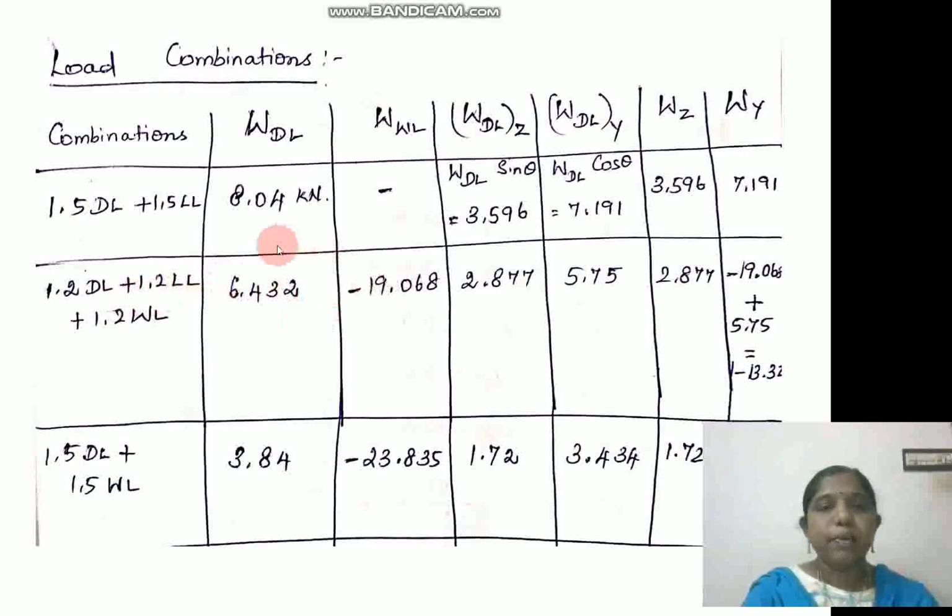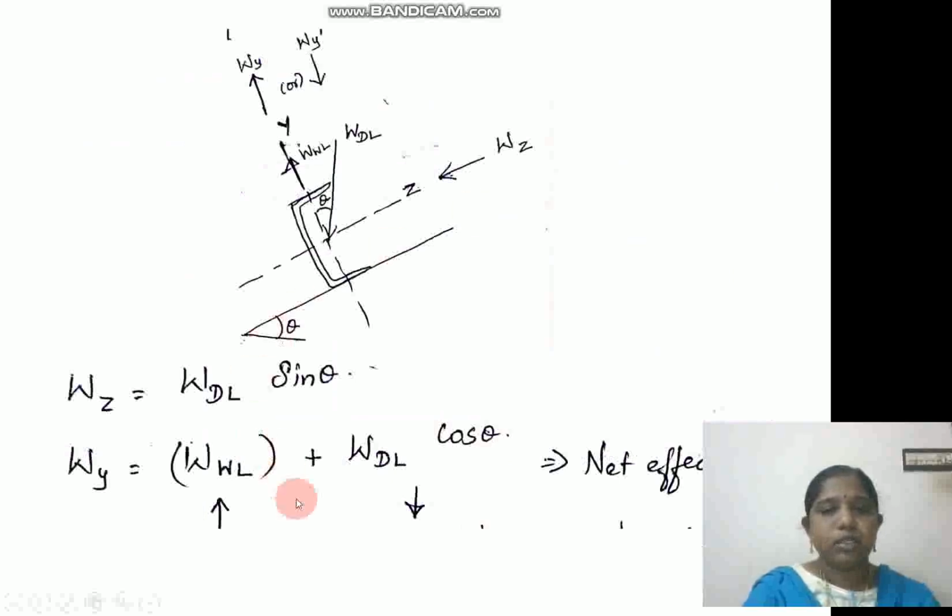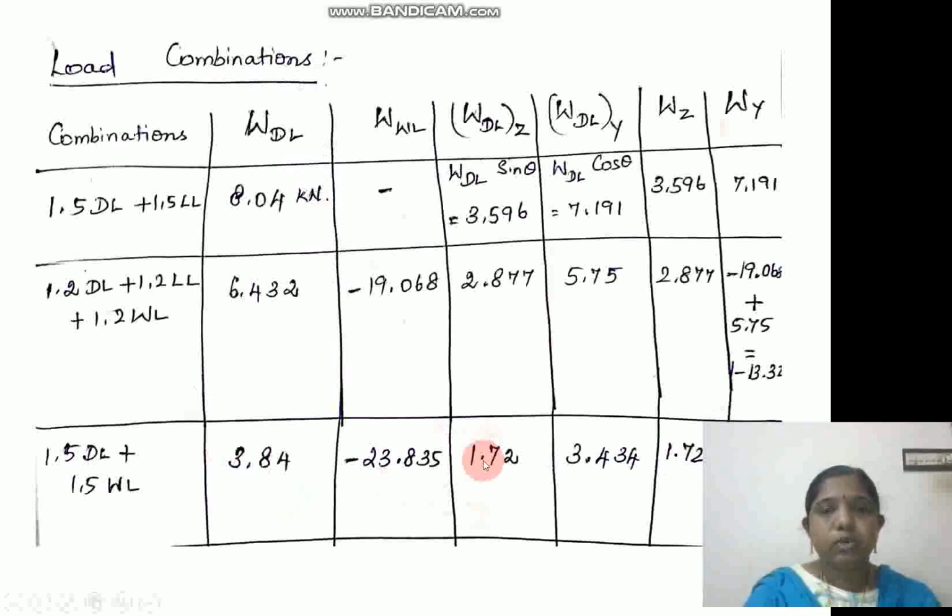So if I sum it up, this 6.432 has its components, that is WDLZ and WDLY, whereas WDLZ is nothing but WZ, whereas in case of Y, we have seen in the previous slide, it is going to be WWL plus WDL cos theta. So WWL is minus 19.068 plus WDL cos theta is plus 5.75, which is equal to minus 13.32. So the net effect is going to be negative, which is minus 13.32.